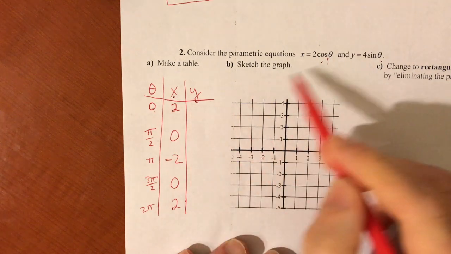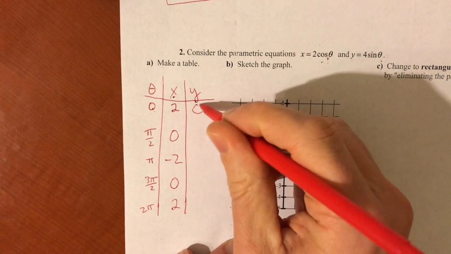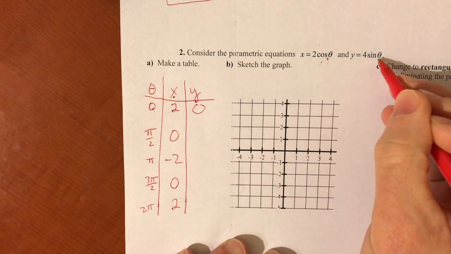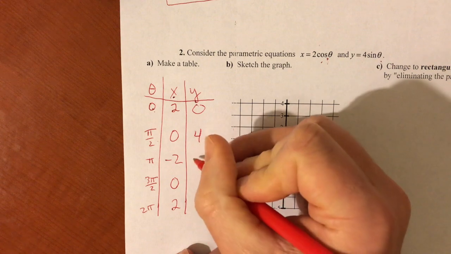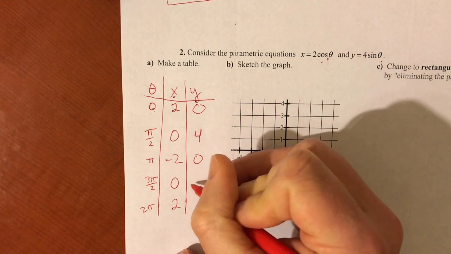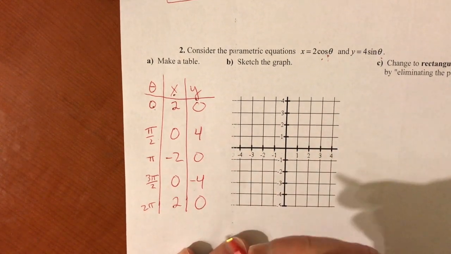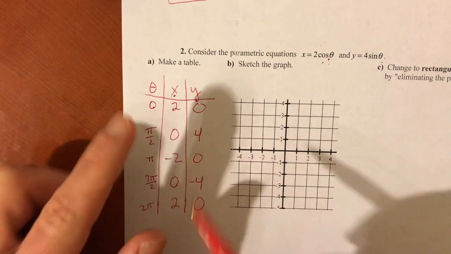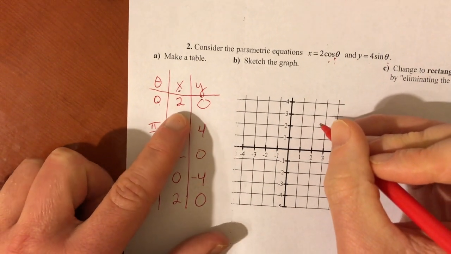Our y values, plug these into 4 sine of theta. 4 sine of 0, that's 0. 4 sine of pi over 2, sine of pi over 2 is 1, so we get 4. Plug in pi, we get 0. Plug in 3 pi over 2, we get negative 1, so negative 4. And 2 pi, again, we get back to 0. And plot these points in this order so you can follow the direction that the curve moved in.